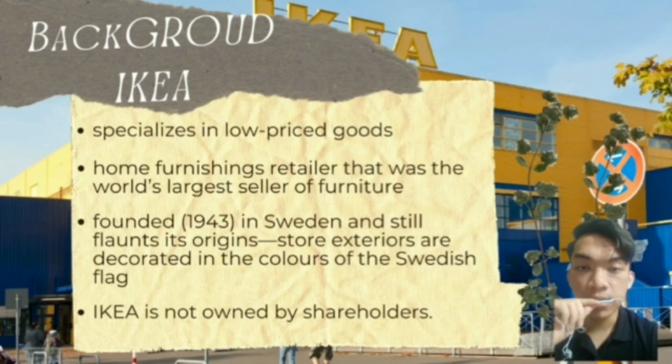Store exteriors are decorated in the colors of the Swedish flag, which is blue and yellow. The in-store restaurant serves Swedish food and the company's products carry Swedish names, but its headquarters are now in the Netherlands. IKEA is not owned by shareholders. Instead, it is controlled through a number of operating companies, holding companies, and non-profit foundations.